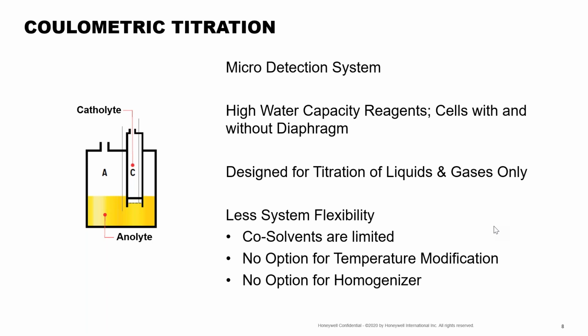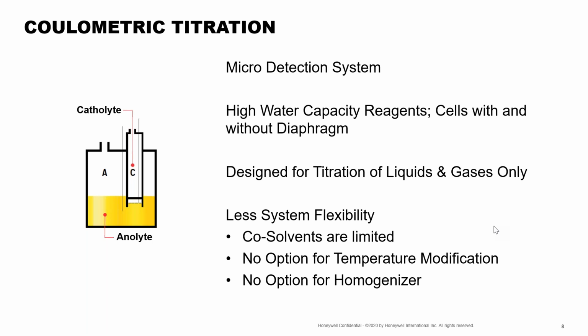Sometimes there isn't. For cells with a diaphragm, we generally recommend to use some specially formulated catholytes. The reason for this is that the composition of these reagents is a little bit different, so they're less prone to side reactions taking place at the cathode itself. This titration technique is extremely accurate, but it's a bit less flexible than the volumetric technique. It is not recommended for solid samples. The reason for this is that to get a solid sample into the cell, you actually need to physically open up the cell rather than just injecting it in from a syringe.